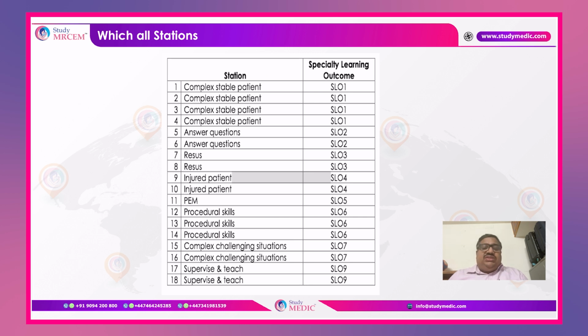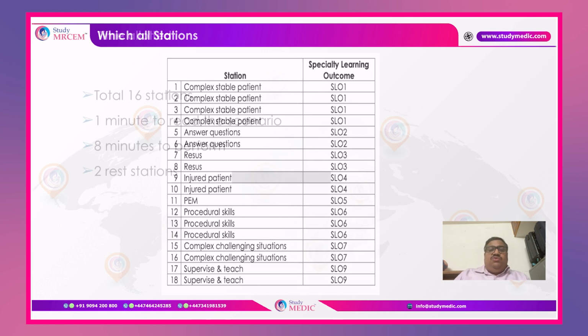So look at the structure here. These are the stations that you are anticipating. This is directly taken from the blueprint of the RCEM. There will be 16 stations. Meanwhile, 18 stations are given here, and 2 of them will be rest stations. Out of the 16 stations, each station carries 10 marks. So totally you will have 18 stations, including 2 rest stations. That is what you have to keep in mind.